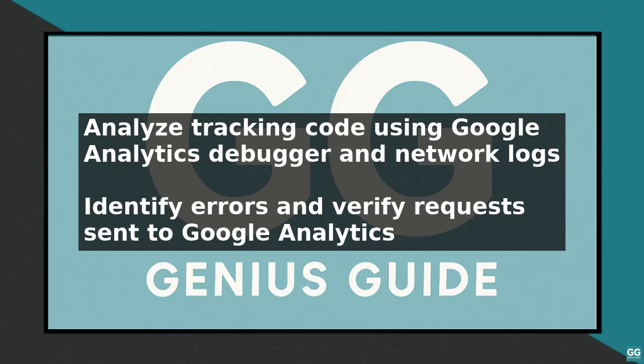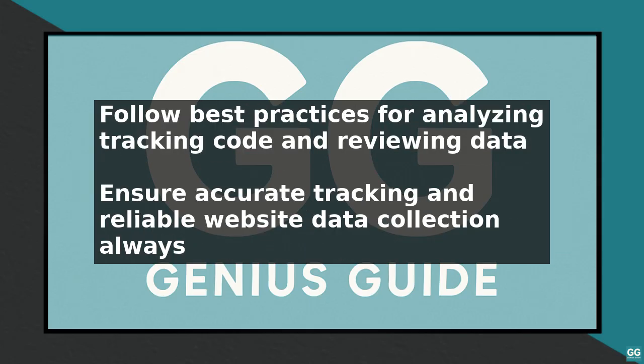You should also regularly review the network logs to ensure that the tracking code is working correctly and that no errors are occurring. By following these steps and understanding the key concepts and best practices, you can effectively analyze the Google Analytics tracking code and ensure that your website data is accurate and reliable. This will enable you to make informed decisions about your website and marketing strategy and improve the overall performance of your website.